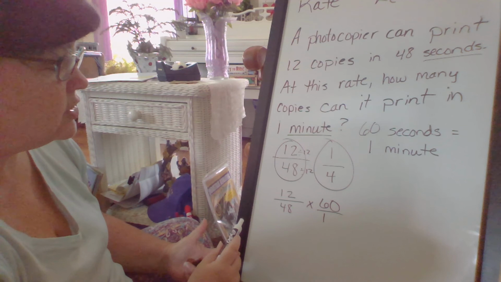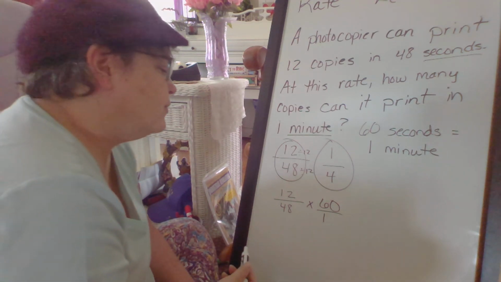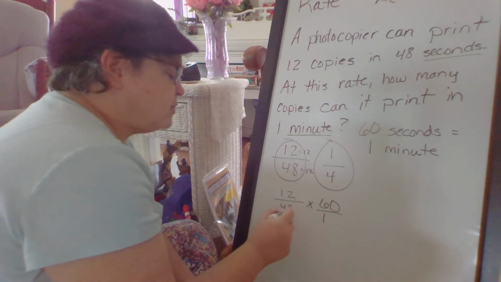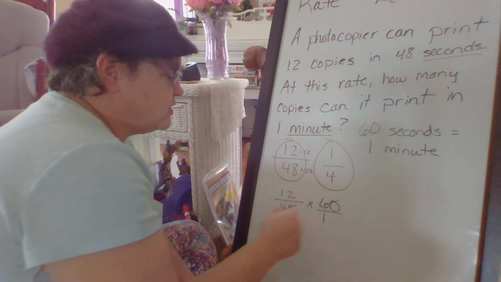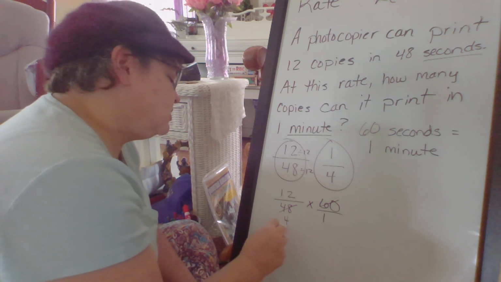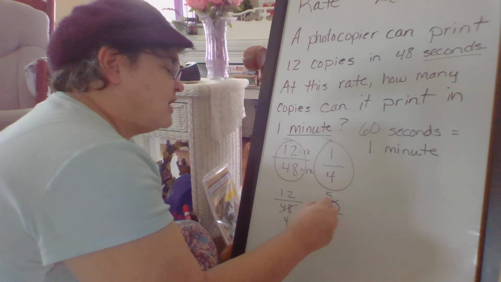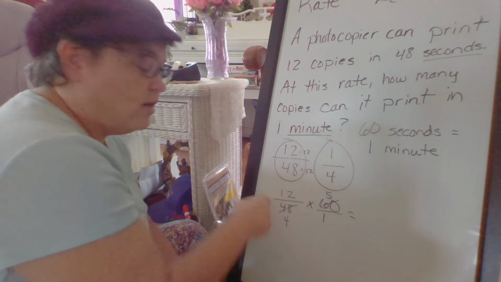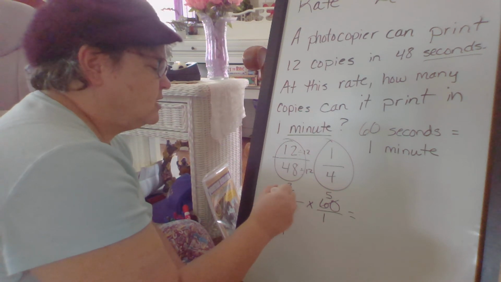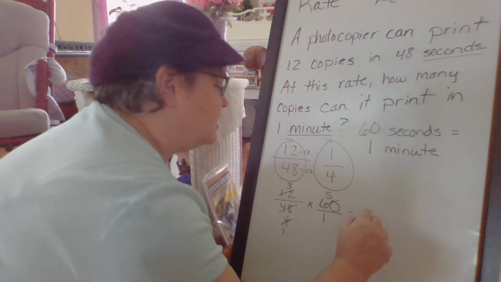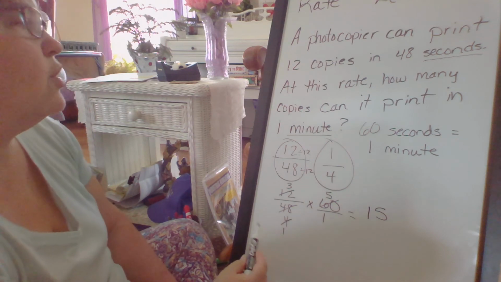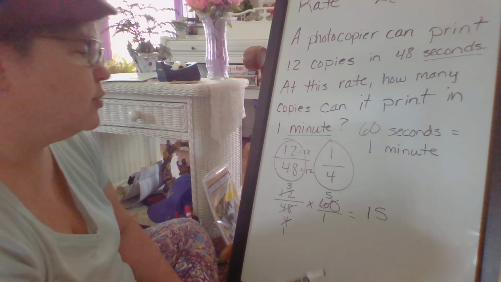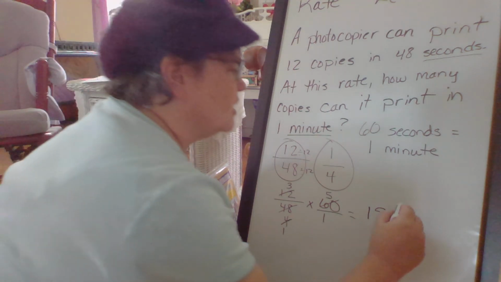So there are a couple of ways you can do this. One way is to divide both of these by 12. 12 will go into 48 4 times. 12 will go into 60 5 times. Then I can say 4 goes into 12 3 times. I can say 3 times 5 is 15. So at this rate, how many copies can it print in 1 minute? It can print 15 copies.